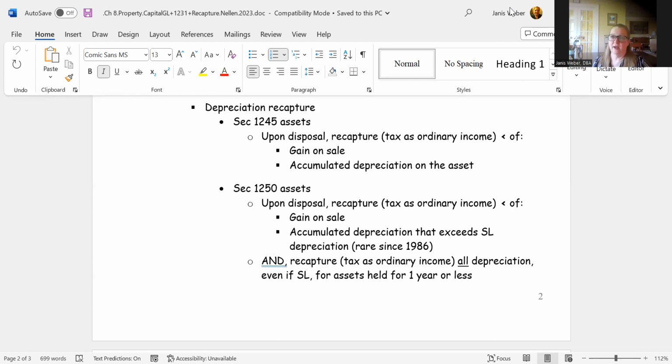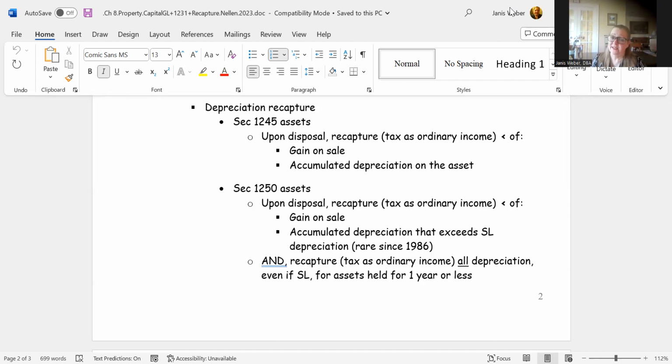So selling it for an asset that has $110,000 gain, where 30 of it is capital, and then 80 of it is ordinary because 80,000 was the depreciation taken on the asset. So ordinary income up to depreciation taken, and any excess gain over that would be taxed at the capital gain rate. Okay, so that's 1245.